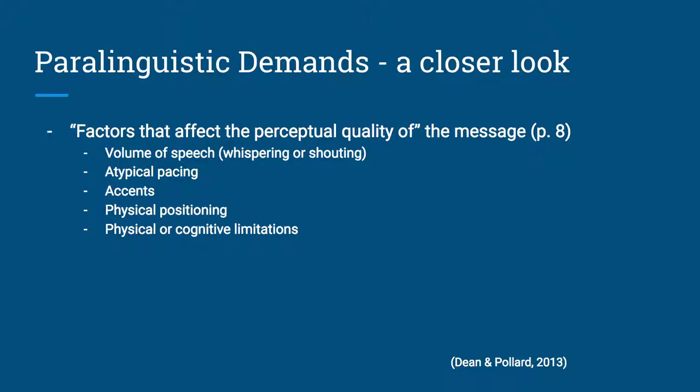Paralinguistic demands are factors that affect the perceptual quality of a message. The prefix para means around or surrounding, so paralinguistic demands are the packaging that the message comes in. They aren't the what is being said, but rather the how it is being said. This can include the volume of speech, either whispering or shouting, atypical pacing, really quickly or really slowly, accents, physical positioning, or physical or cognitive limitations.